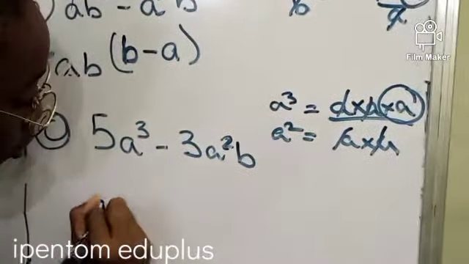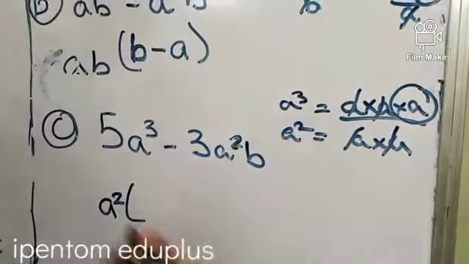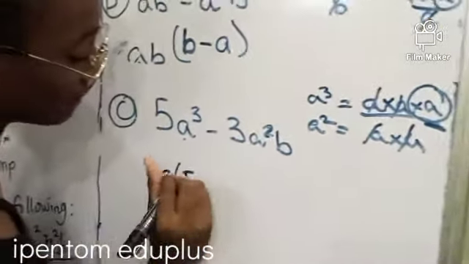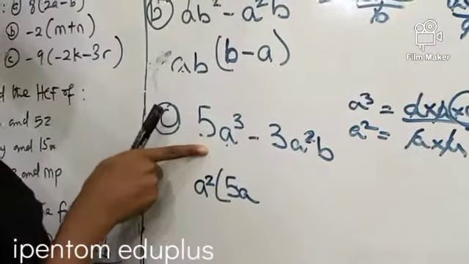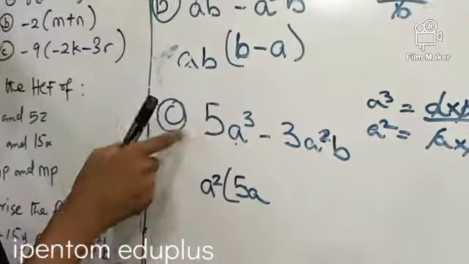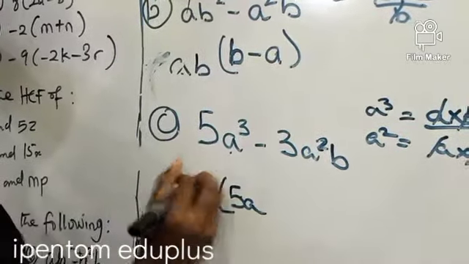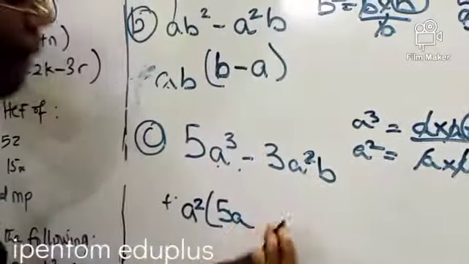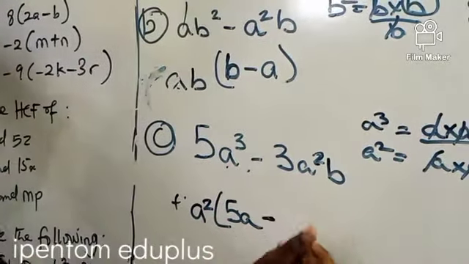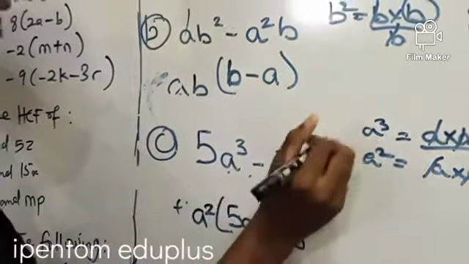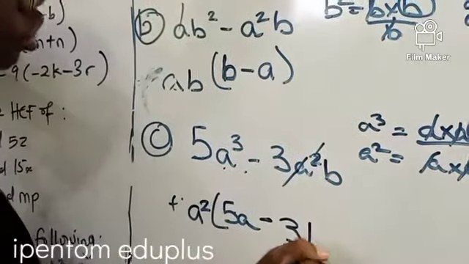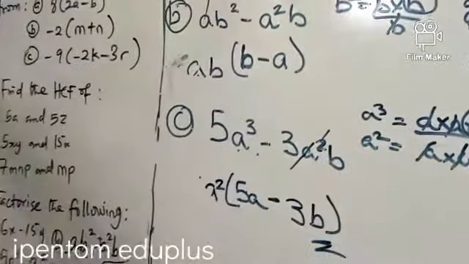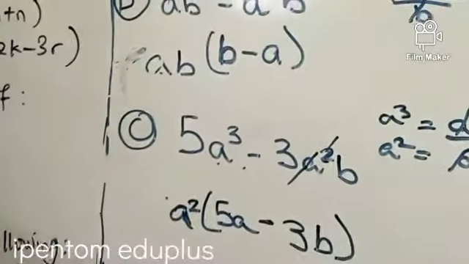So it will be equal to A square, open your brackets, A square in A cube here, that's 5A, because there's no common factor that is a number. Then plus divided by minus equals minus 3. A square can cancel A square, so it will be 3b. So you can cancel that. Wonderful. That's very good.